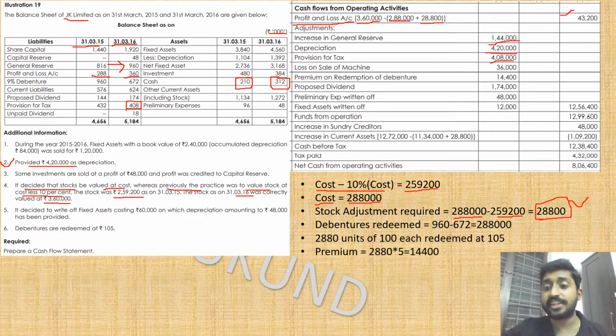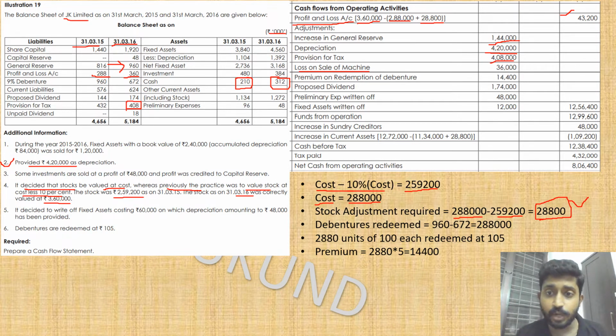This is not a cash outflow. This year's provision will be paid only in the next financial year. So I am adding that back, because I have not paid cash for it. Next, loss on sale of machine. This loss is debited to the P&L. Now I have to add this back.